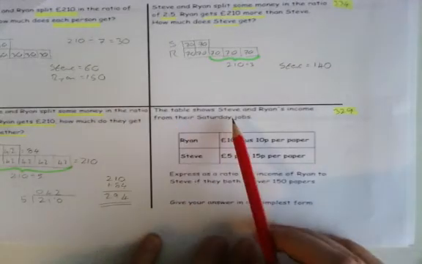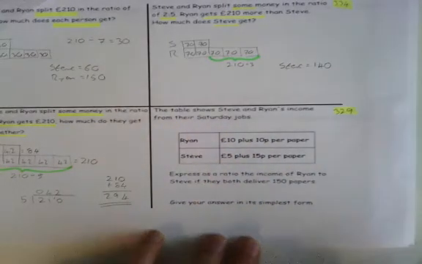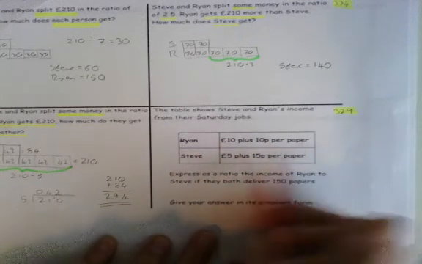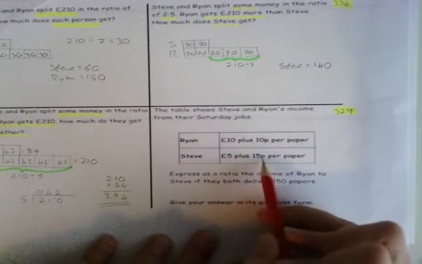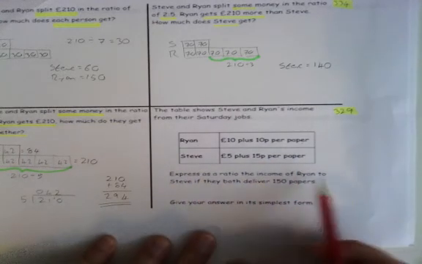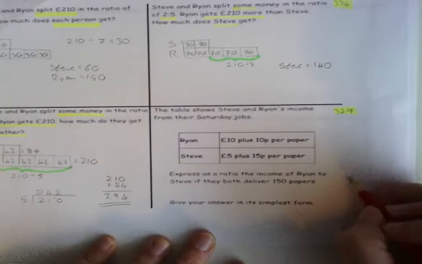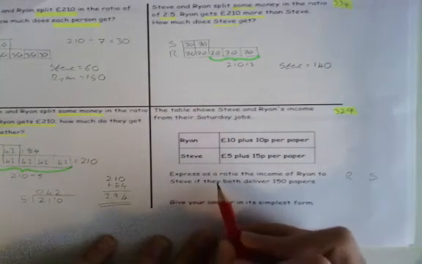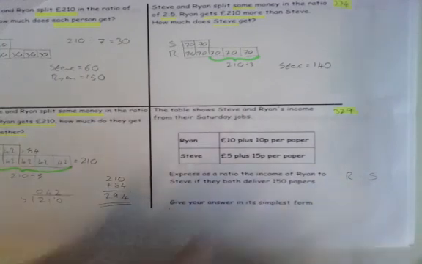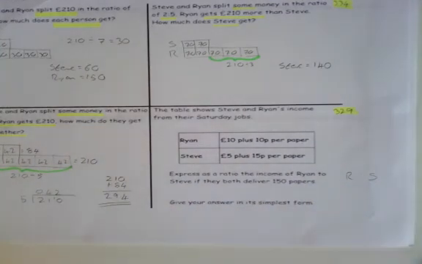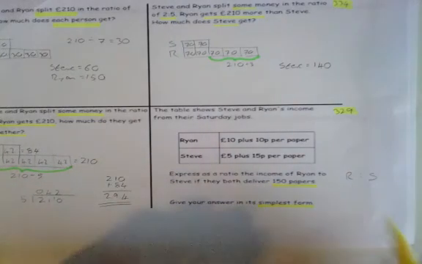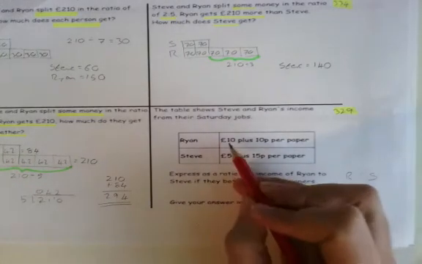This is clip 329. The table shows Steve and Ryan's income from their Saturday jobs. So Ryan gets £10 plus 10p per paper, and Steve gets £5 plus 15p per paper. Express as a ratio the income of Ryan to Steve. So we want this as R to S if they both deliver 150 papers, and we want our answer in its simplest form. It's very important. Okay. So this is all about writing a ratio and then being able to simplify it.